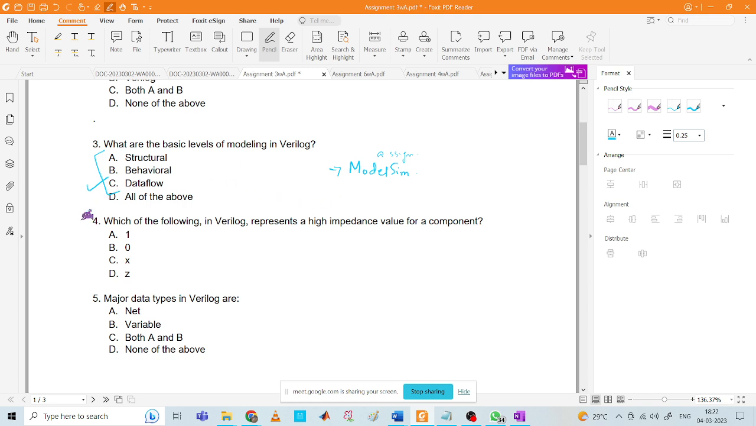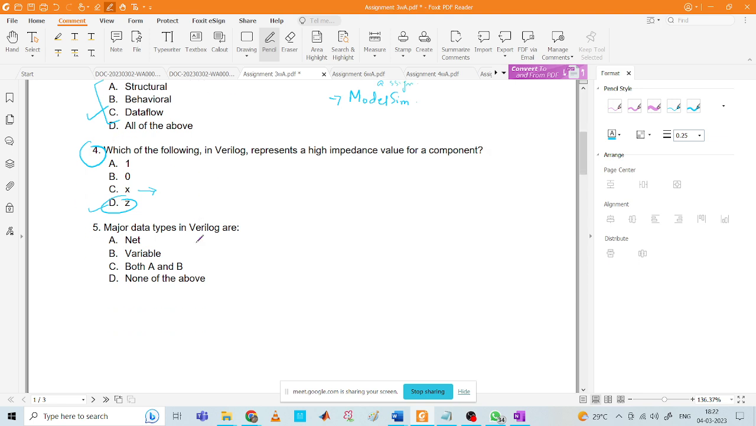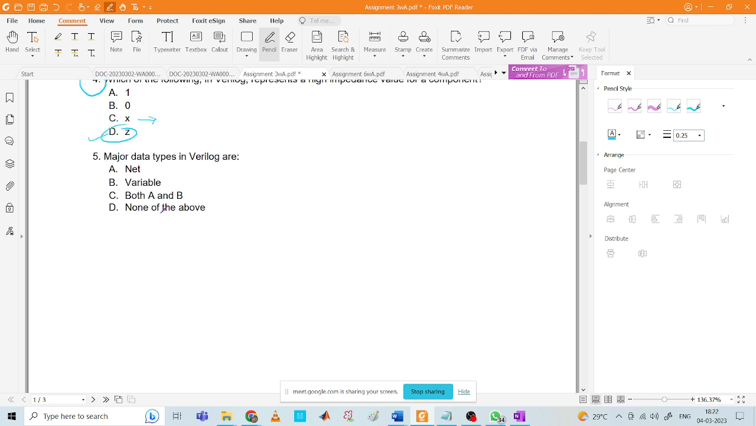Question number 4. What is x, by the way? Undefined. Hmm? Z is in the undefined value. There is no any ambiguous value, sir. Correct. Yes. So, what are the major data types in Verilog?